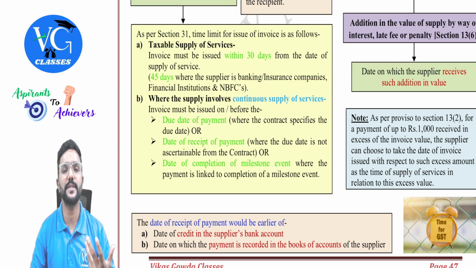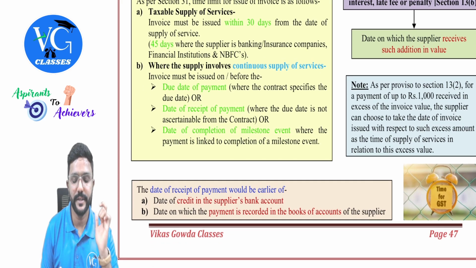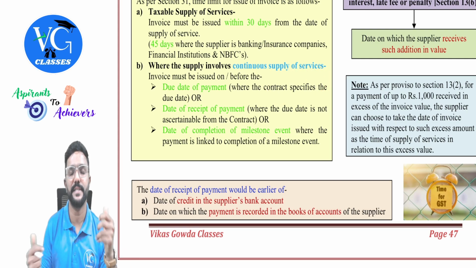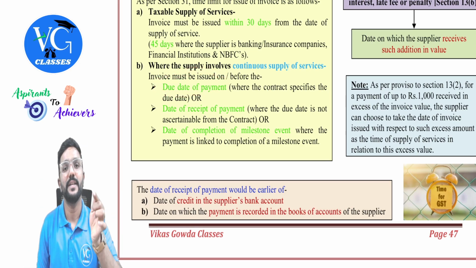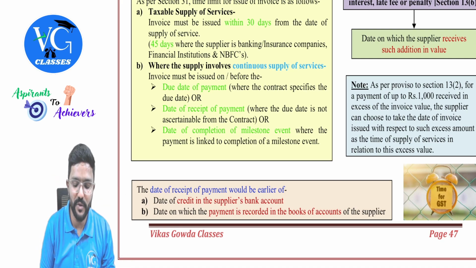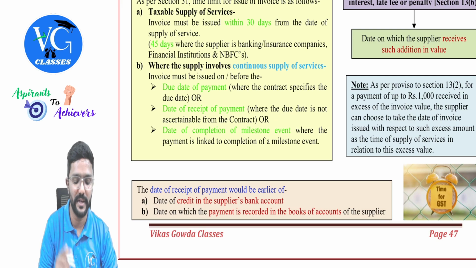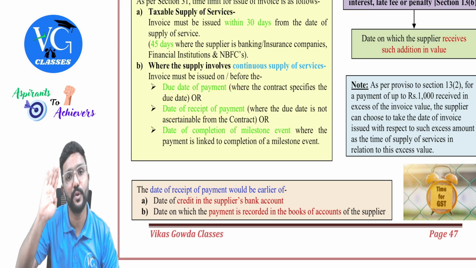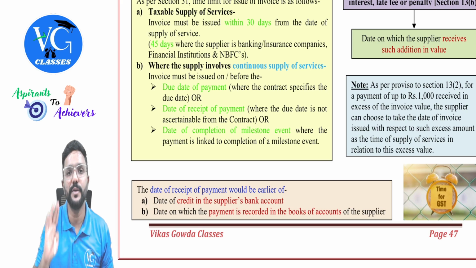Sir, what if it is continuous supply of services? The supplier is giving the services to the recipient throughout the year. In that case, the invoice has to be issued on or before the due date. Check whether there is any contract between the supplier and recipient. If there is a contract, and if the due date of payment is mentioned in the contract, the due date of payment is the due date to issue invoice. No, sir, there is no due date mentioned in the contract. It is just an understanding between the supplier and recipient. Then the actual date of payment will be the due date to issue invoice.